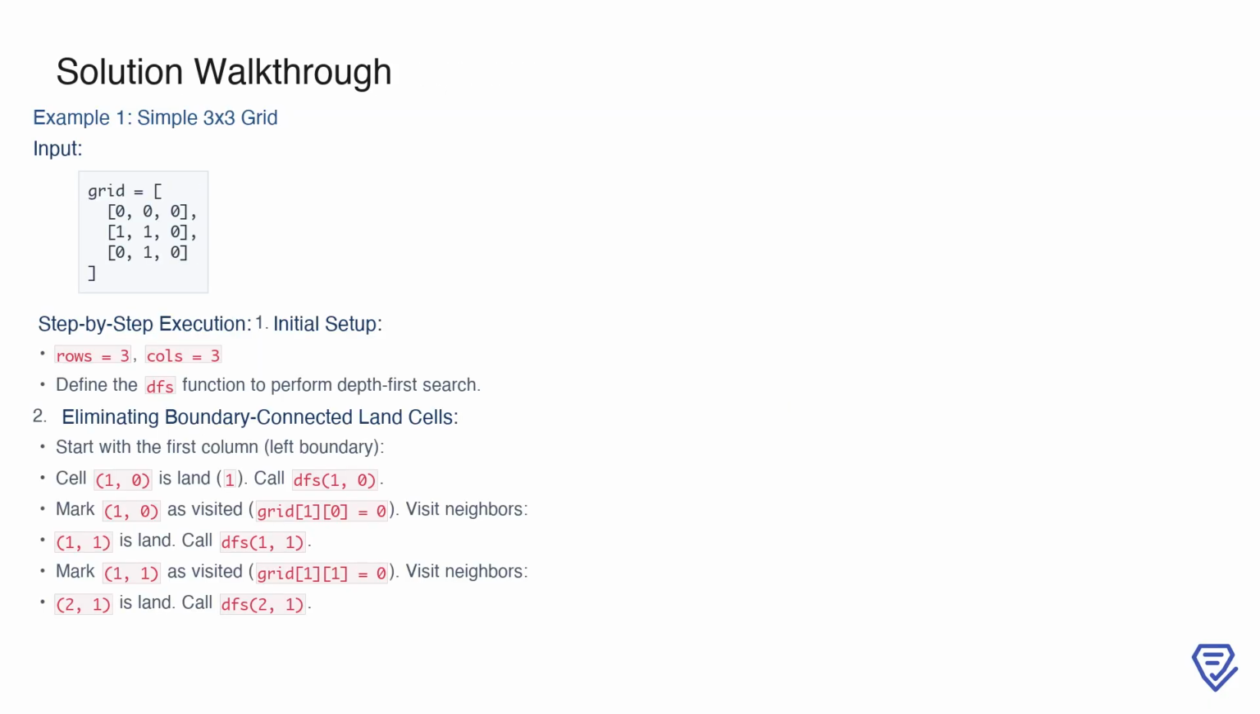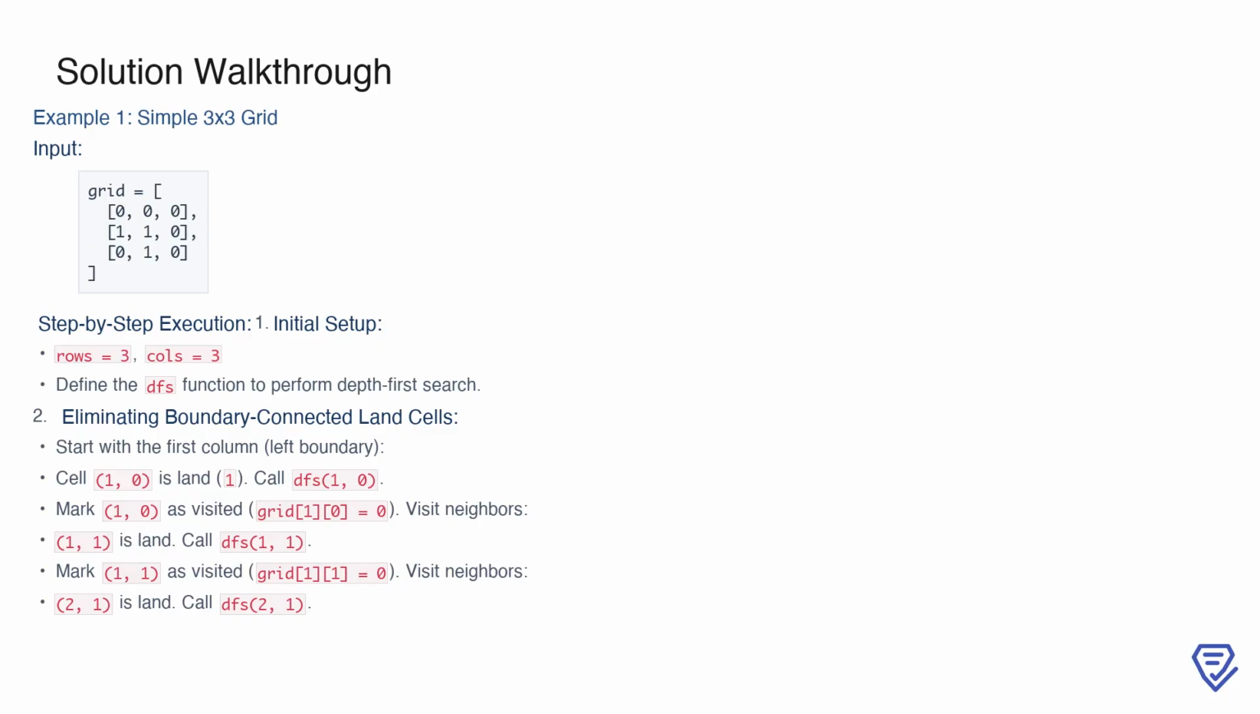To solve the problem of counting enclaves, let's begin with a simple 3x3 grid example. The input grid consists of 3 rows and 3 columns, and the land cells are represented by 1 while water cells are represented by 0. The first step is the initial setup, where we determine the number of rows and columns, and define a depth-first search, DFS, function to traverse the grid.